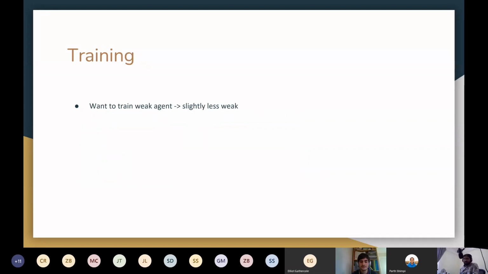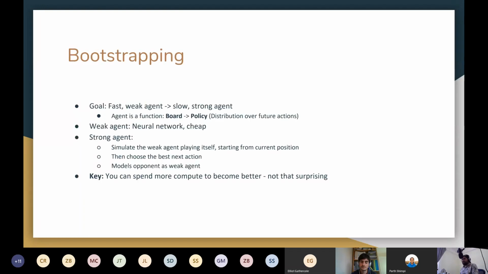So the second key idea after bootstrapping is training. So we have this weak agent, this neural network, and we want to make it into a slightly less crap agent. And the way you make a neural network better is you give it data. And we want to give it data that plays better than the current state of the neural network. But conveniently, we just figured out how to convert a neural network into a better version of itself. We just play it against itself lots of times and do this under bootstrapping.